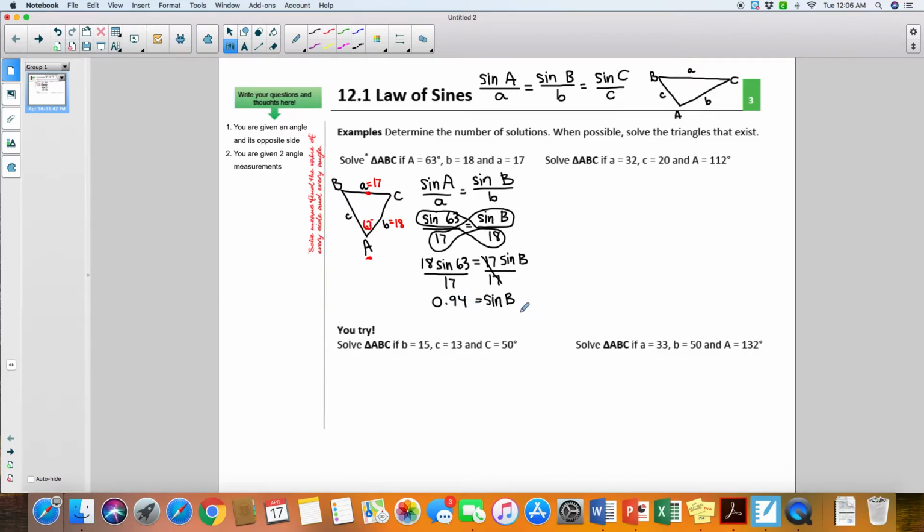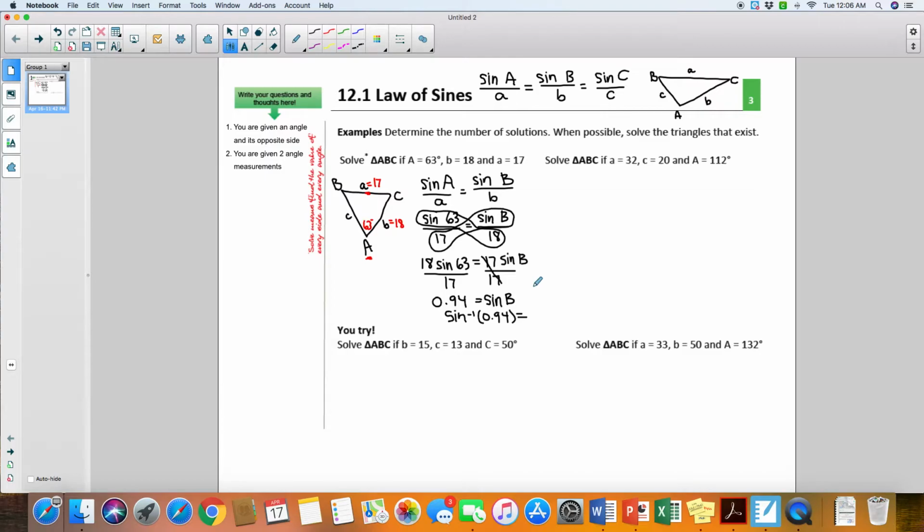All right, so now I still have this sine right here next to my variable, so I have to get rid of it. In order to get rid of the sine, you have to do the inverse. That's going to be sine denoted by -1. So I'm going to do sine to the -1 of the 0.94, and I'm actually going to type that in my calculator.